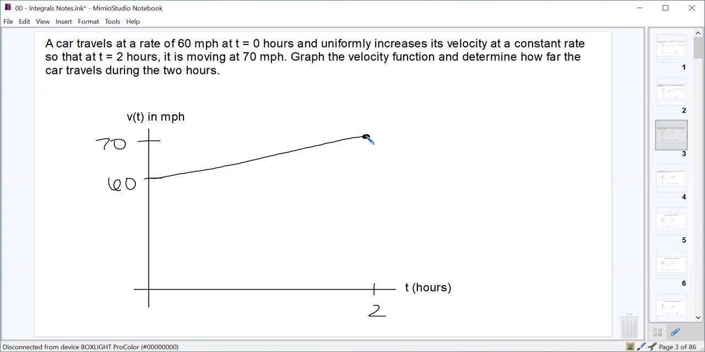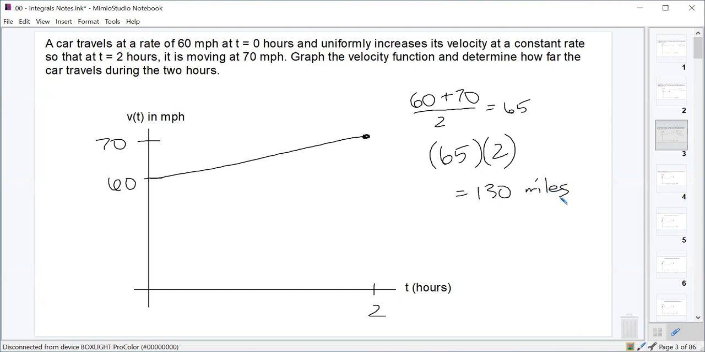Well, since we're accelerating at a constant rate, it should be easy enough to find our average velocity. Our average velocity would be 60 plus 70, divided by 2, which would give us 130 over 2 is 65. And then we'd have to take that 65 and multiply it by the number of hours that we averaged that, which would give us 130 miles.